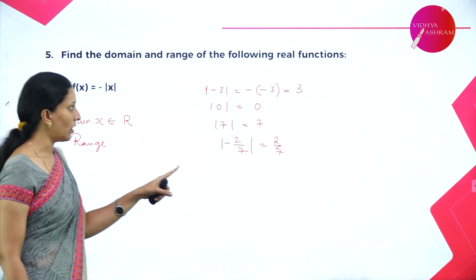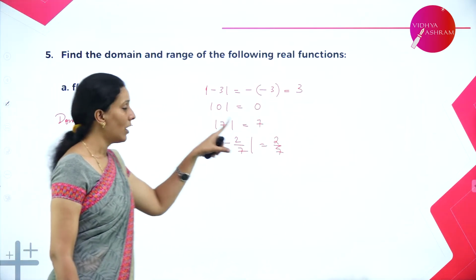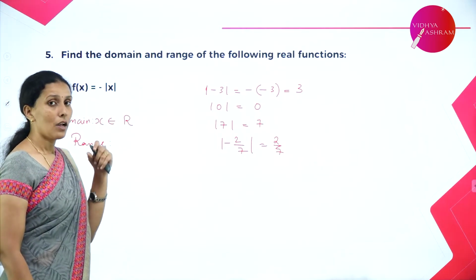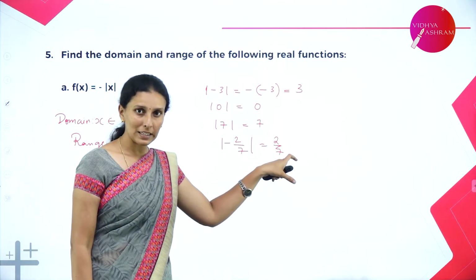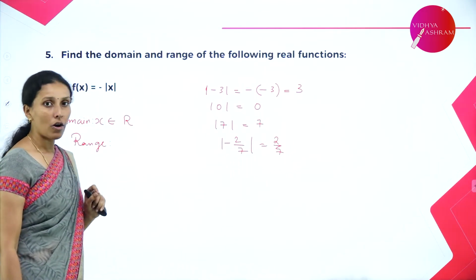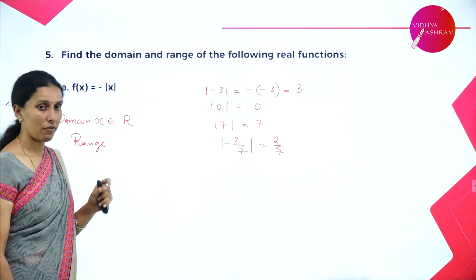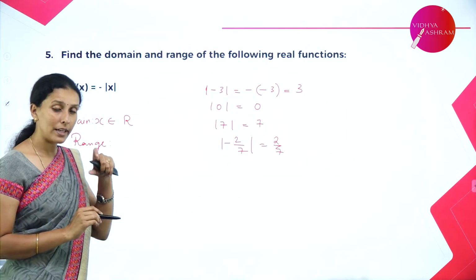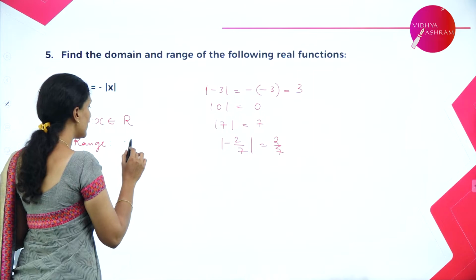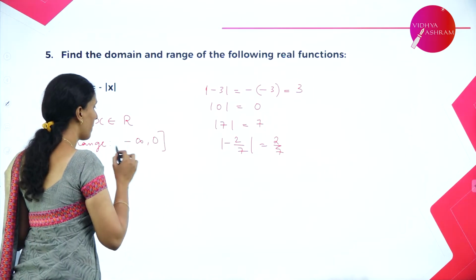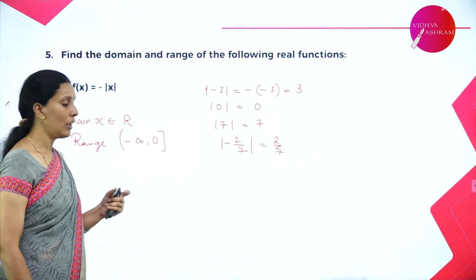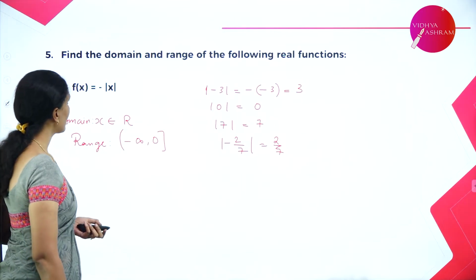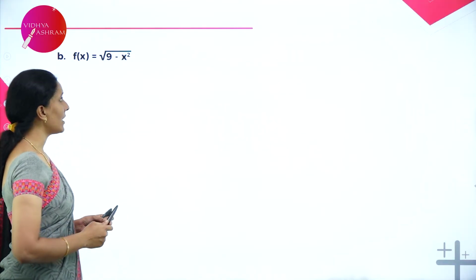But what about the range here? Range is only the positive here. But here, outside the modulus, you have a negative value. That means even though your modulus function makes the value positive, your answer or your image will be in the form of a negative real number. So therefore, how we will write the negative real numbers in the form of an interval, that is minus infinity comma 0. So this is the set of all non-positive real numbers. We can say non-positive real numbers. Next, f of x is equal to root of 9 minus x square.